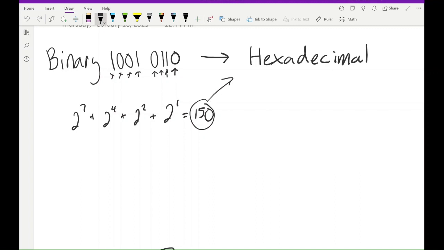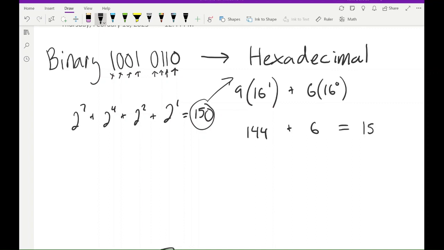So we're going to start out with 16 to the power of 1. The 16 to the power of 2 is just too big to fit into 150. So 16 to the power of 1 times 9 is 144. And then 6 times 16 to the power of 0 is 6. And those equal 150. So we'll take our 9 and our 6, and it'll be 9, 6, and a base 16.